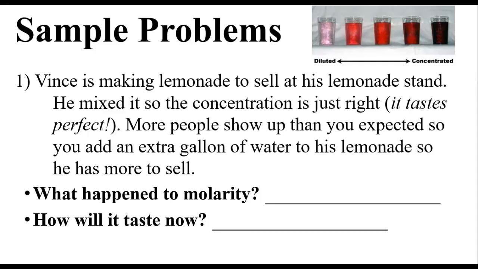So, number 1, Vince is making lemonade to sell at his lemonade stand. Obviously, we're not social distancing in this example. He mixed it so the concentration is just right. It tastes perfect. More people show up than he expected, so he adds an extra gallon of water to his lemonade so he has more to sell.